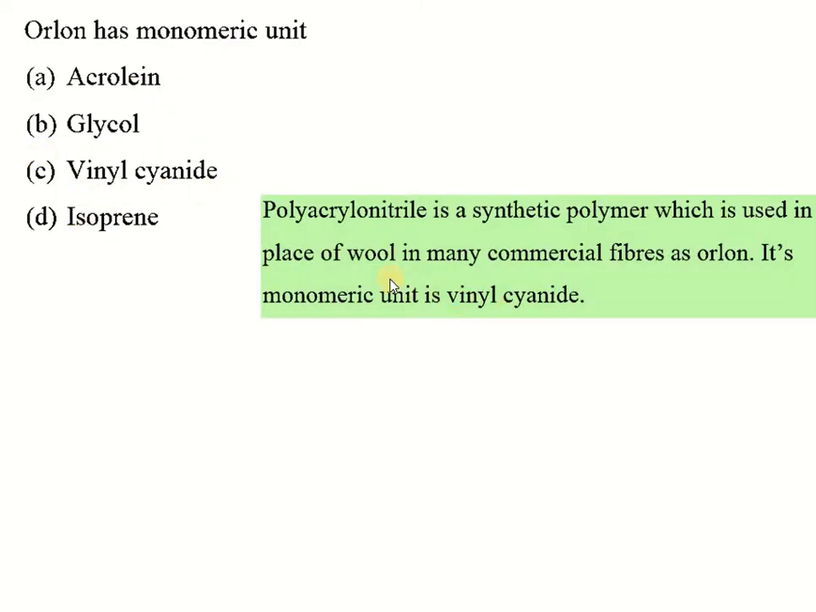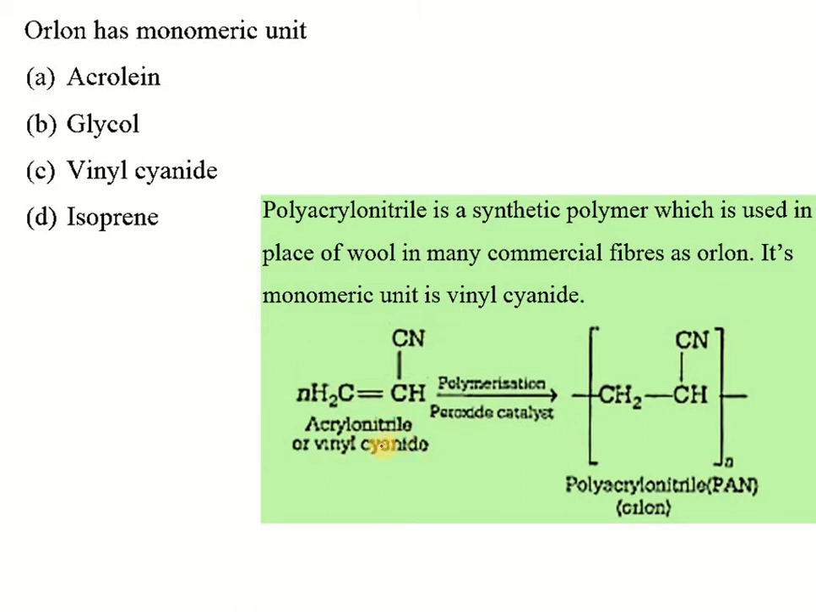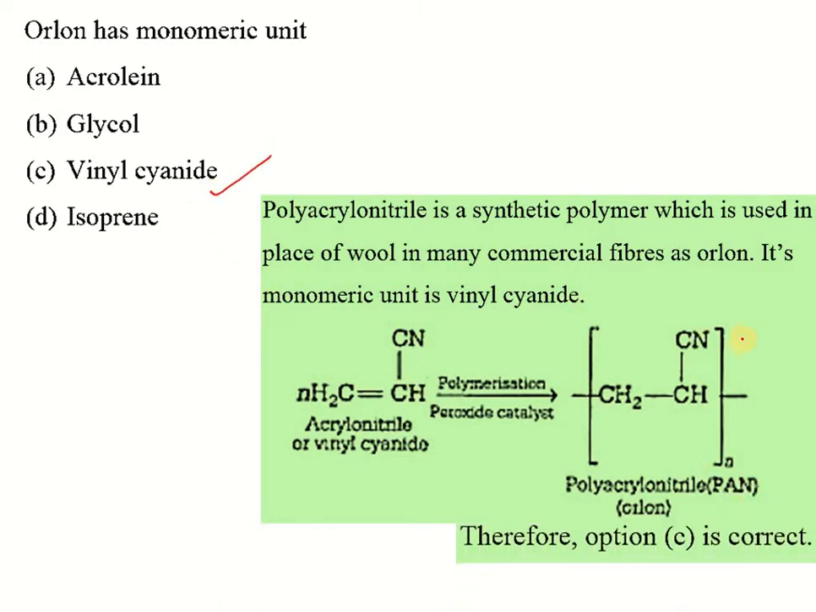Orlon has which monomeric unit: acrolein, glycol, vinyl cyanide, or isoprene? After observing, Orlon is obtained from vinyl cyanide, polyacrylonitrile, PAN. That's why vinyl cyanide is the right answer for this question.